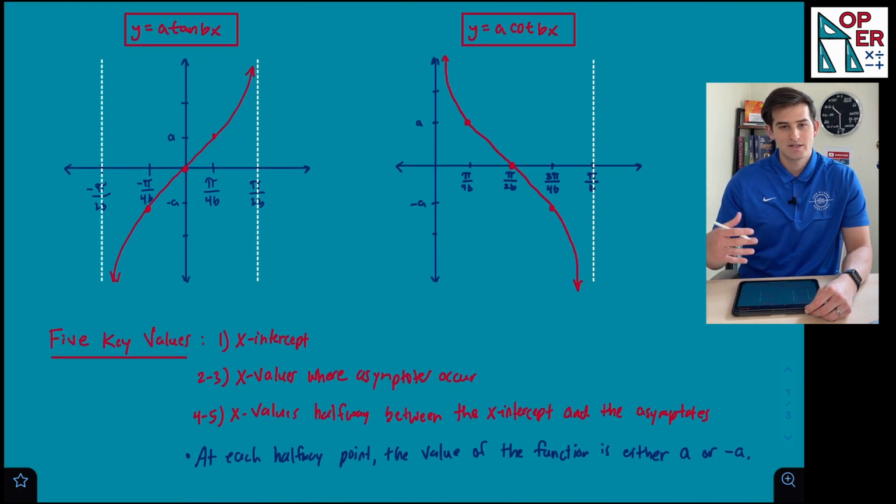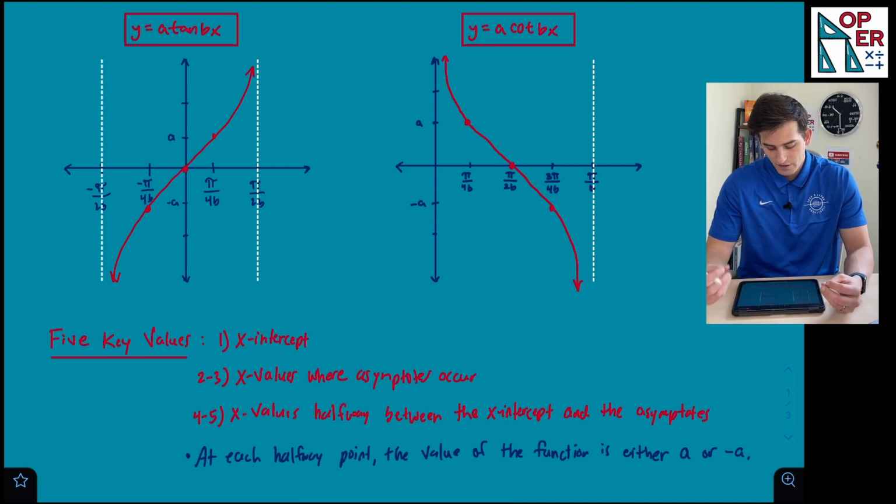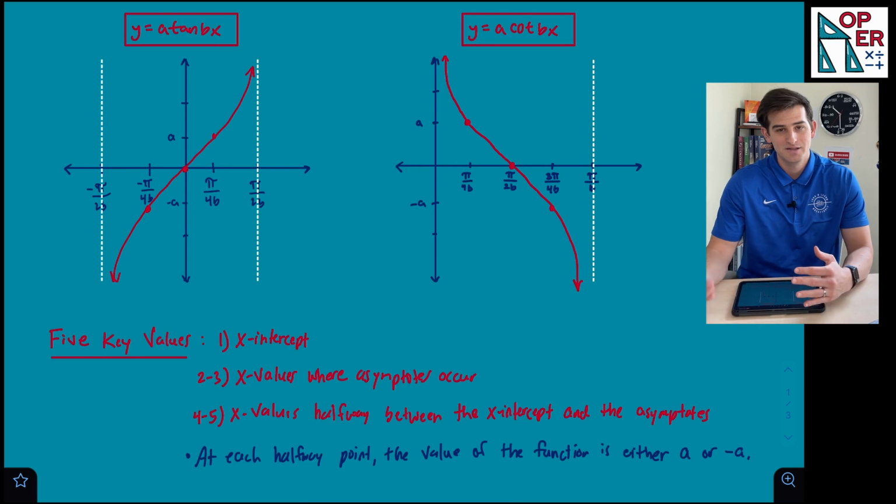And once again, just like with sine and cosine, we're going to pick 5 key points, and that's going to help us be able to graph these functions. So the first key value is our x-intercept. If you notice, for tangent, our x-intercept is at the origin. And for cotangent, our x-intercept is located at pi over 2b, comma, 0.